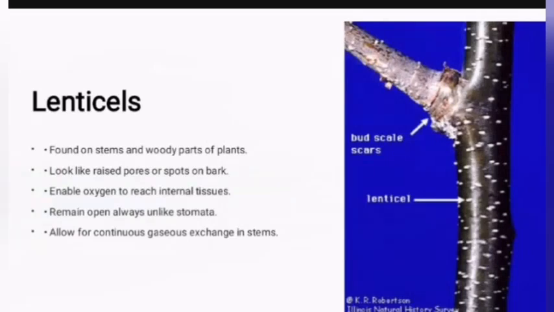Now look at this diagram. Did I mention that the stomata are microscopic, right? Now, lenticels can be seen with your naked eye. Just look at this screen now. You will see some small openings. These are the lenticels. So, what do lenticels do? They allow gaseous exchange between the stems and woody parts of the plant.